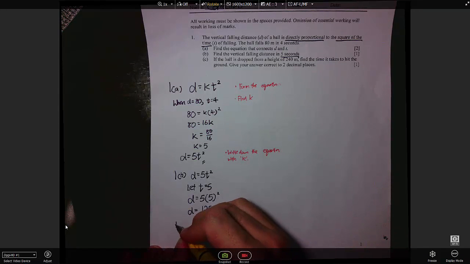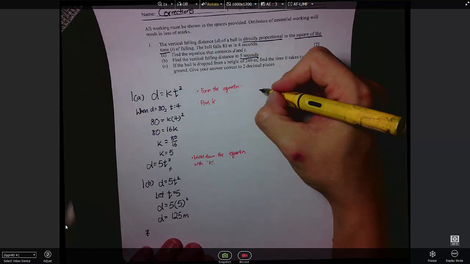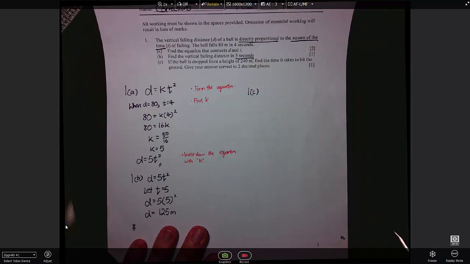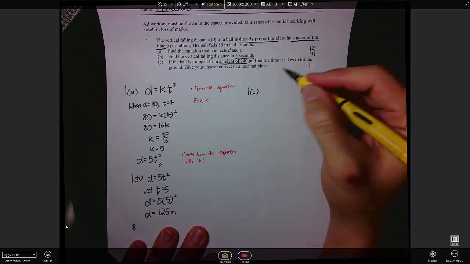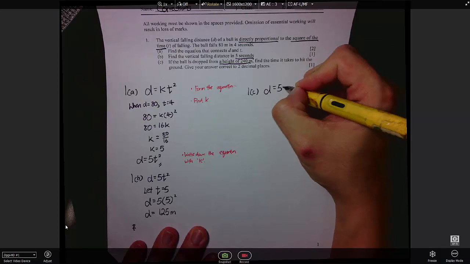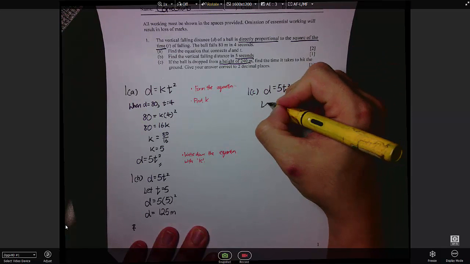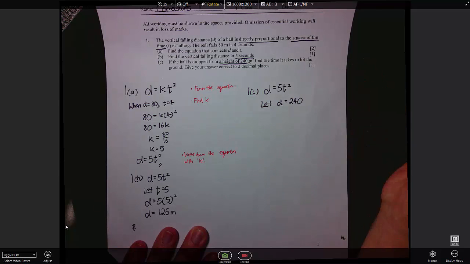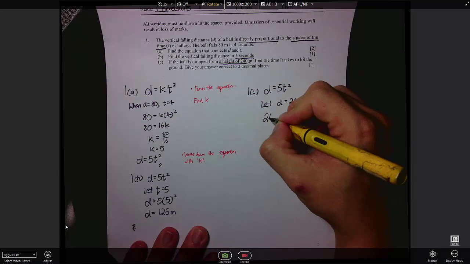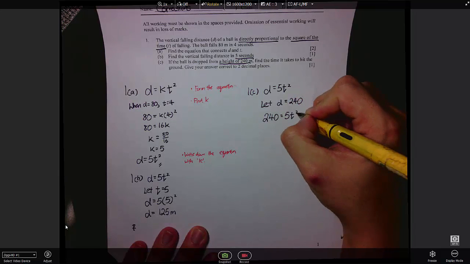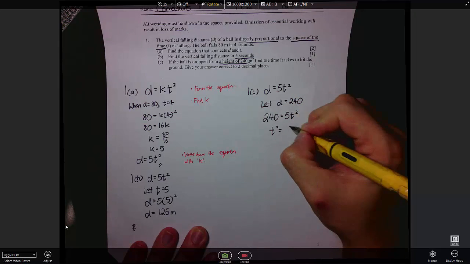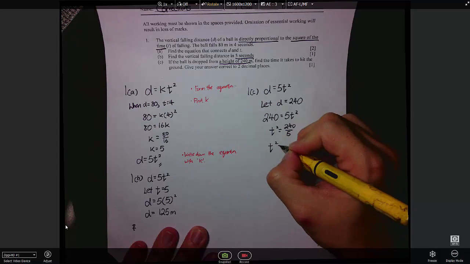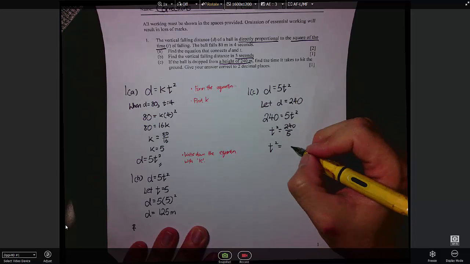Then 1c, let me do it down here. Okay, 1c works like this. First, the ball is dropped from a height of 240 meters. So I start with my equation again. d equals to 5t square. Then I say let my distance be equals to 240 meters. So I'll say 240 is equals to 5t square. t square is equals to 240 divided by 5 on both sides. t square is equals to 48.